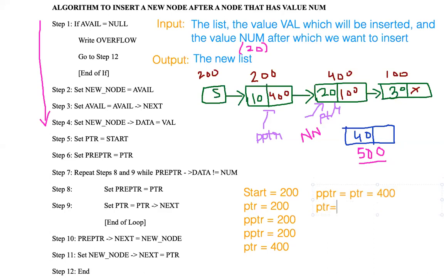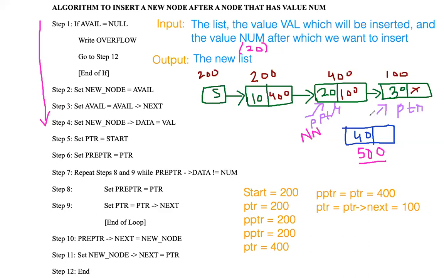And PTR is equals to PTR arrow next. So what is there at the address? It is 100. So PTR becomes 100. That means PPTR moves from this location and it goes to this location, while PTR moves to this location. So this is PTR. Again, we check for PPTR arrow data is equals to num or not. Now it is equal. So we come out of the loop.